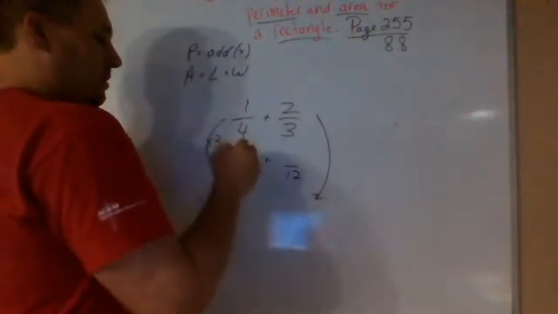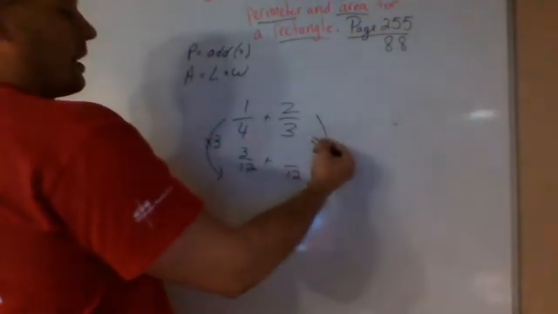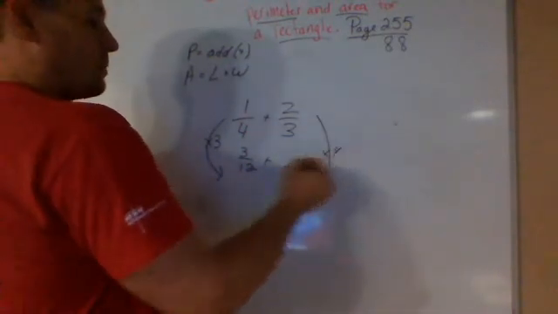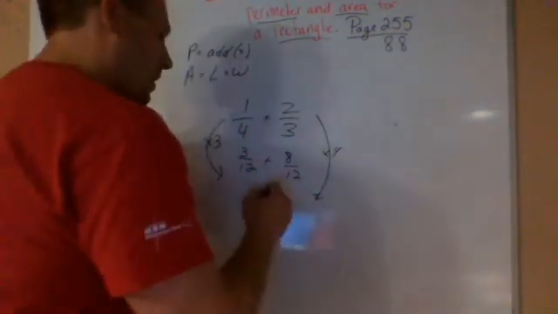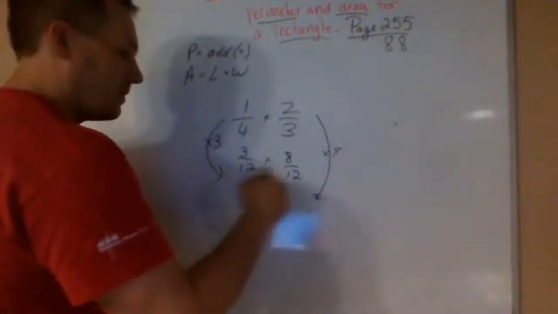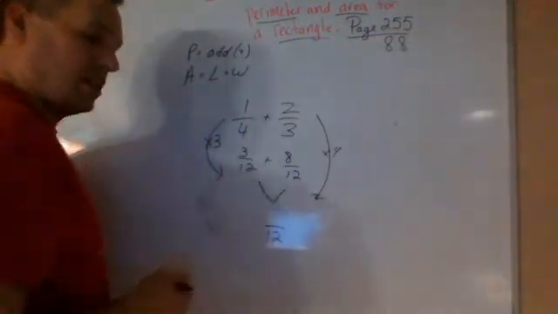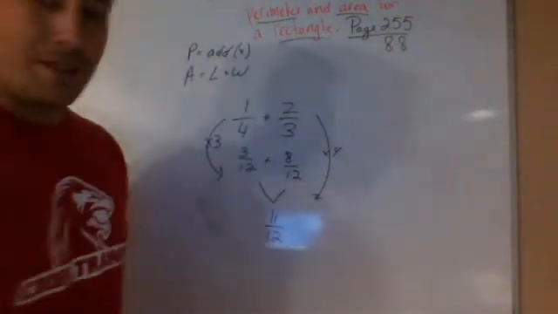1 times 3 is 3. So over here, I have 3 times 4 gives me 12. So then 2 times 4 gives me 8. So if I add 3 12ths plus 8 12ths, I get 8 plus 3 is 11. So I get 11 12ths.